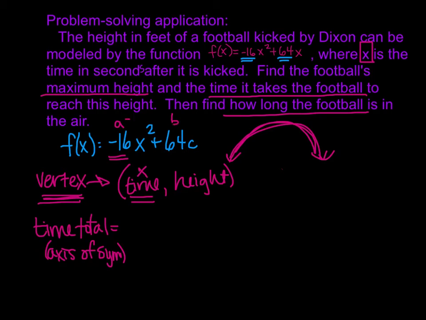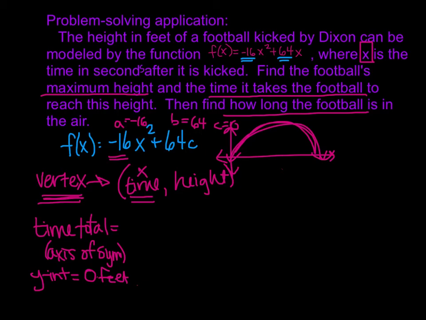We have our A, which is -16, and we have our B, which is 64, and our C in this case is 0. So that means our y-intercept is at the ground, 0 meters. Is it meters? Doesn't say. No, feet. 0 feet. So our y-intercept is at 0 feet, so Dixon's kick is essentially starting right at the origin.